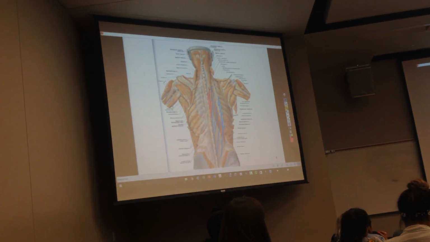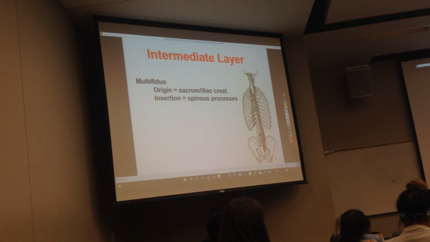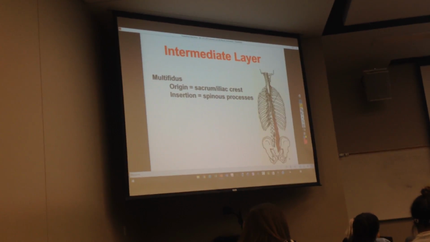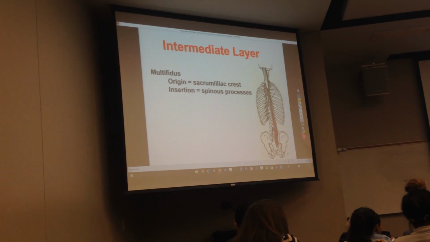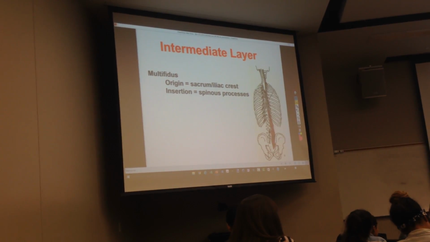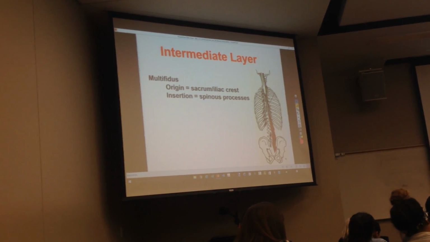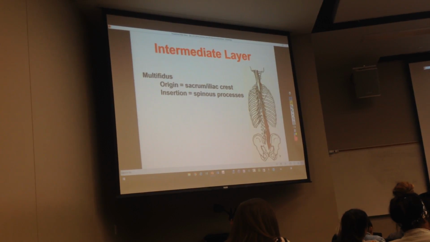Now, we're going to peel some of this stuff away in order to look at the deeper musculature. And the deeper musculature belongs to the intermediate layer. Multifidus. Multifidus just means that it has multiple origins. That's all that it means. So we don't even name every single origin. We know that it's coming off of essentially the sacrum, and it's also coming off of the ilium, much deeper. It's underneath the longissimus and the iliocostalis.